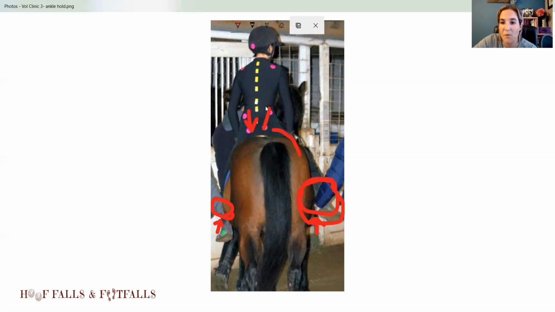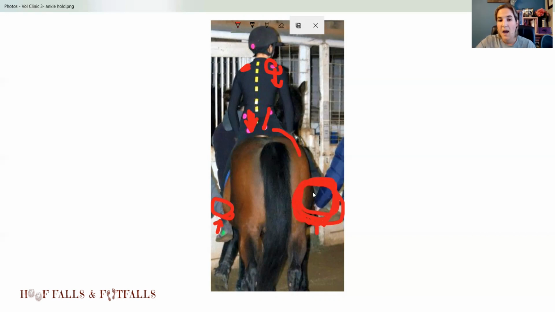And they're trying to counterbalance by sitting a little heavier on the left side. That left shoulder's tipped forward, and that right shoulder is actually coming back towards the tail to try to counterbalance. So everything's kind of gotten knocked out of alignment because that volunteer's hand has taken that rider's heel back and out from behind them.